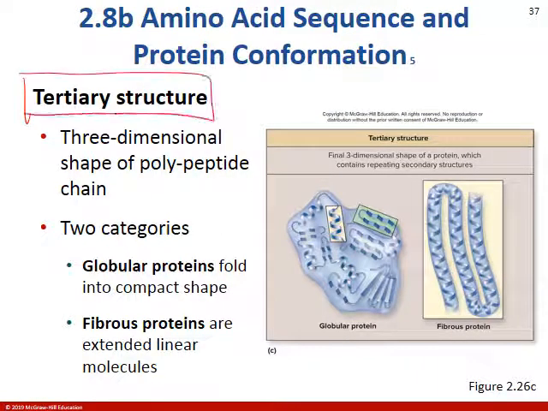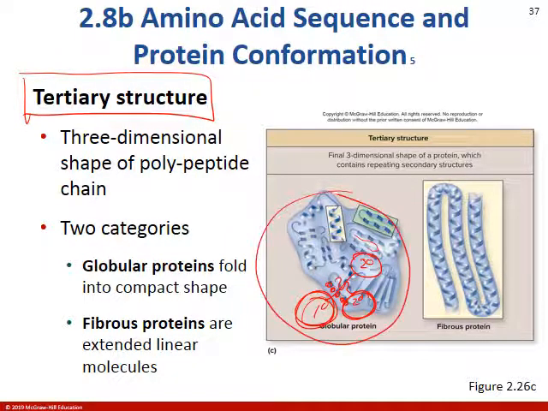Now we have a tertiary structure. So we might have beads on a string. That was primary. And then we might have an alpha helix. That was secondary structure. Or we might have a beta sheet. That's also secondary structure. So if I have primary structure and secondary structures all together in the same protein, we call that a tertiary structure.